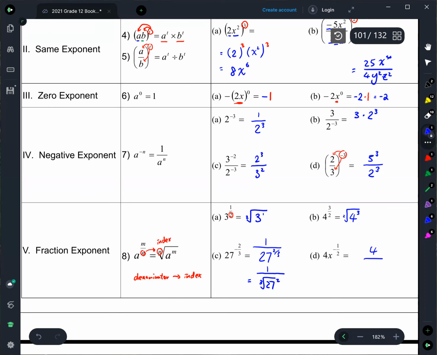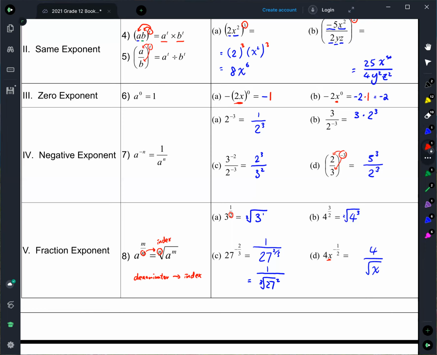Yeah, very good. Okay. So the 4, look at this one, is similar to question B in the third rule, the 0 exponent, right? It has no brackets. So the base is only x, no brackets, right? So only x carries the exponent. So the 4 has to stay up there, okay? Only x flips over.